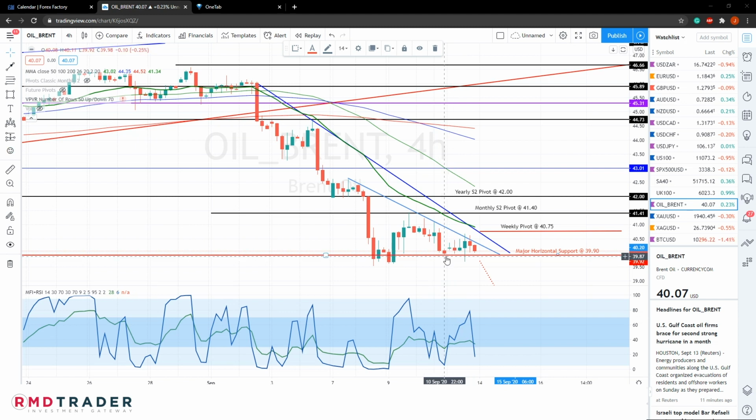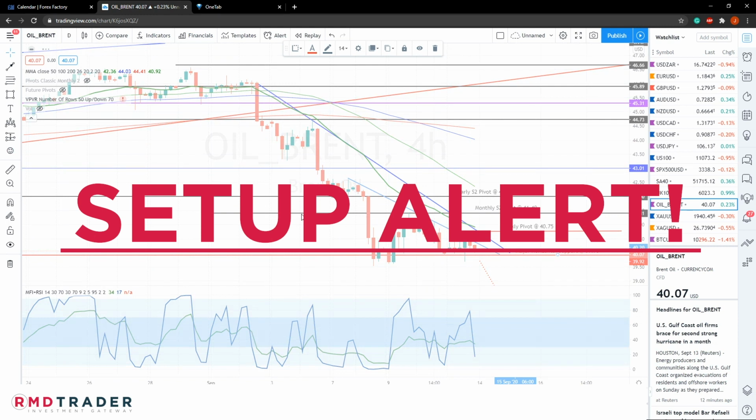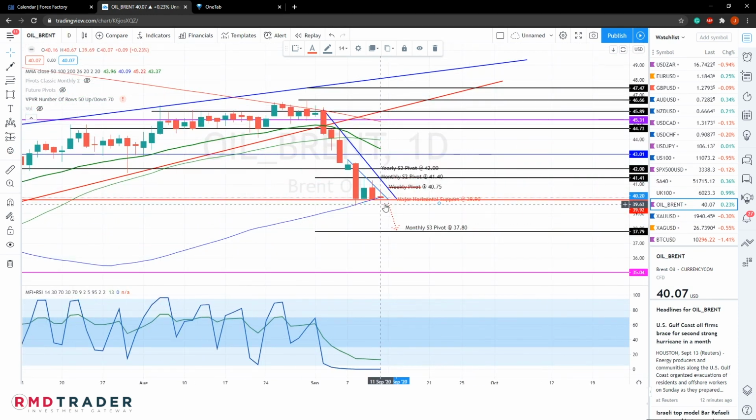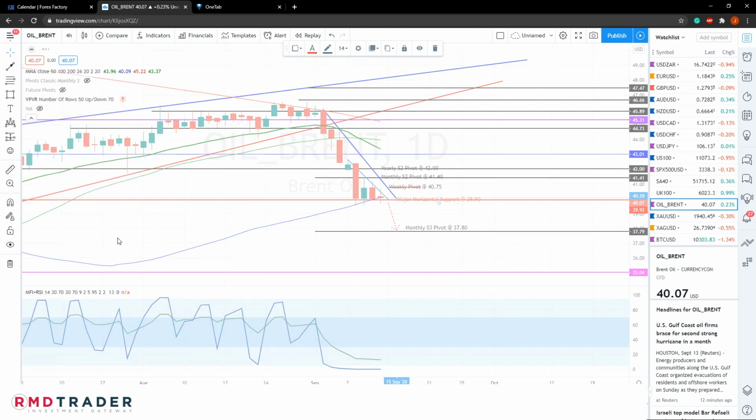For this reason, we would not put it beyond Brent crude to sell off even further to the monthly S3 pivot at $37.80 should we close below this $39.90 area of support. I'll just quickly move to the daily time frame so that you can see where that target would be. So should we see a close below this $39.90 area, which would also coincide with a close below our daily 100 SMA, we would expect price to move lower towards this $37.80 level. So I'm just moving back to the 4-hour.